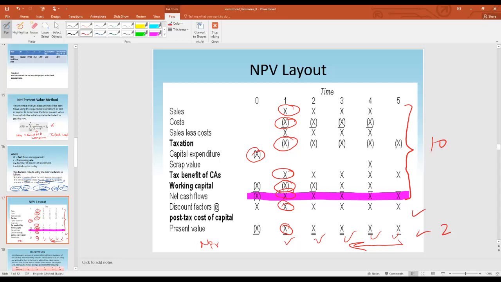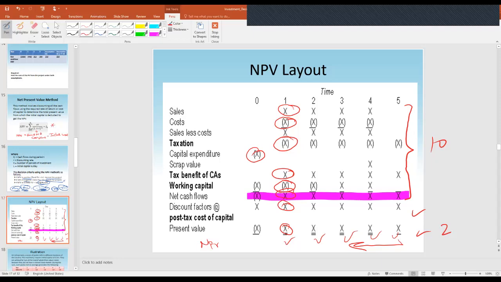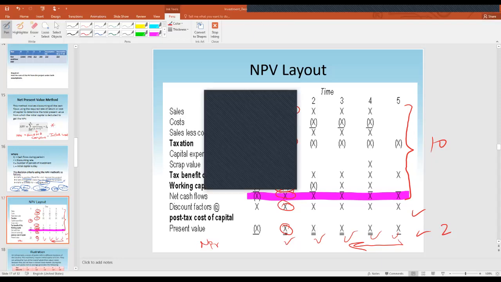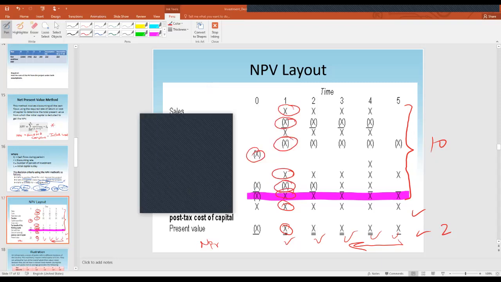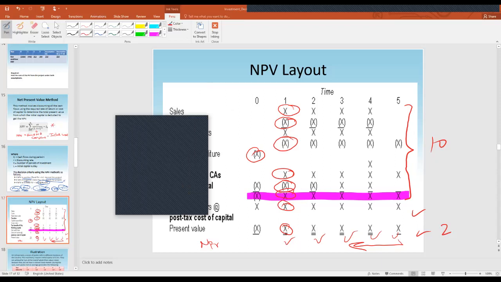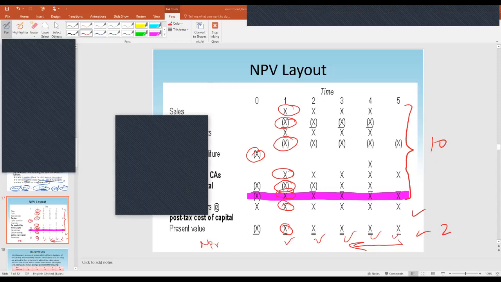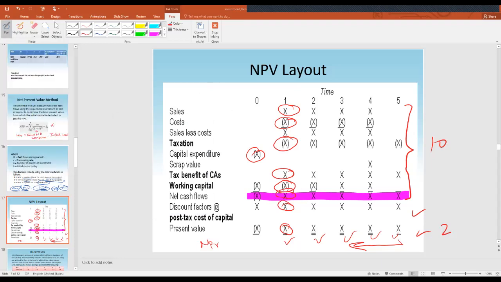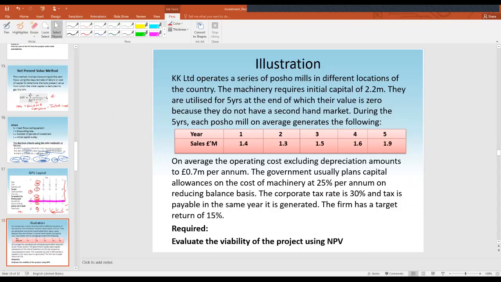So don't cram it, but most of the time the format will be as what we have in this layout here. Cash inflow minus cash outflow, we get the net cash flow. Discount back to year 0, we get the present value. We minus initial cost, and we get the NPV of the project. So take a minute to go through it in case you want to. Go through it, then we discuss.